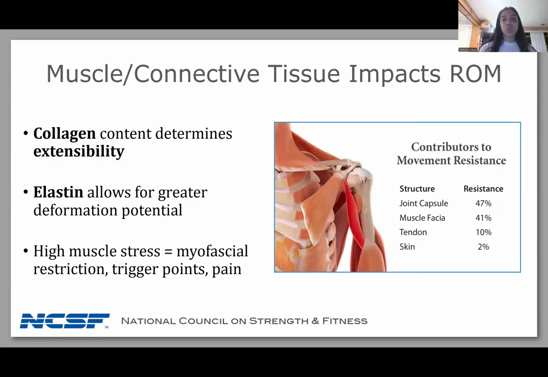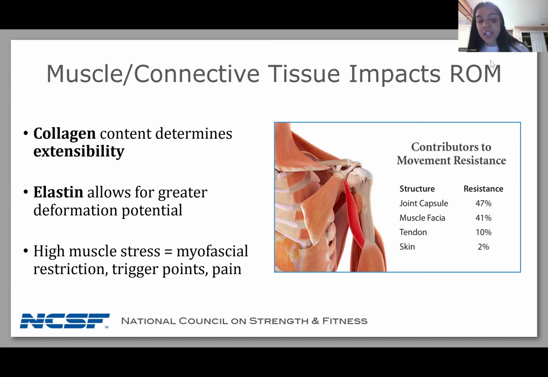So muscle connective tissue impacts range of motion. So collagen, as we said before, a lot of our muscles consist of collagen. Collagen content is going to determine the extensibility of whatever tissues it is. We have collagen in more than just our muscles. We have it in our skin as well. So think about the more collagen someone has, the better extensibility, or elasticity, there is going to be. So it doesn't stay in its plastic form where there's not going to be any type of rebound to that.